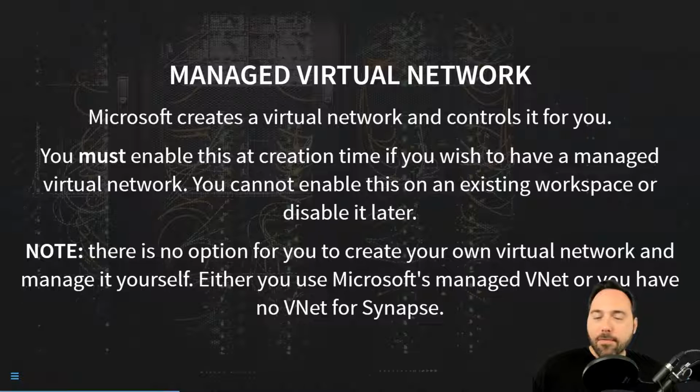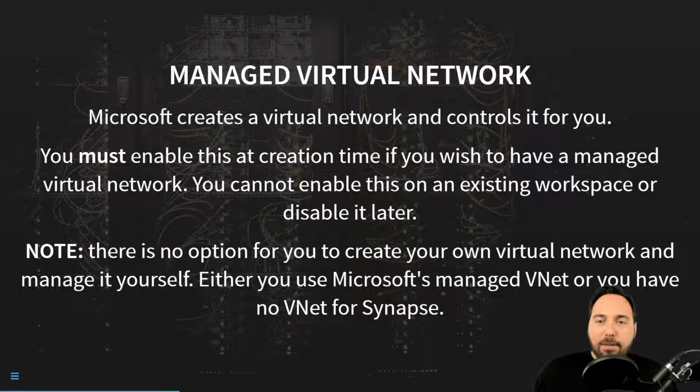First, that first one was about a managed virtual network. If you turn this thing on, Microsoft is going to create a virtual network. They're going to have it available for you, and they do all the setup around it. You cannot create your own virtual network and have a Synapse workspace running off of it. It is either use the Microsoft network or don't have a virtual network and have it be publicly accessible.